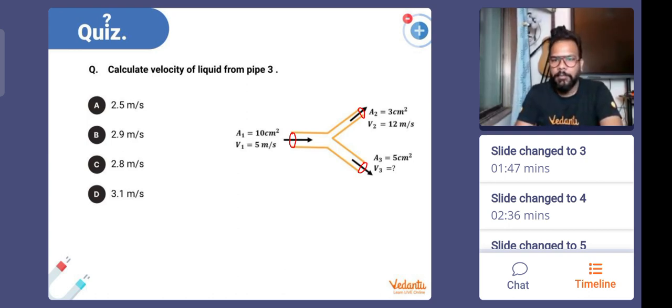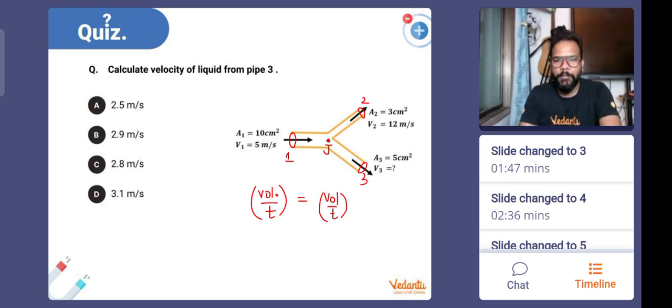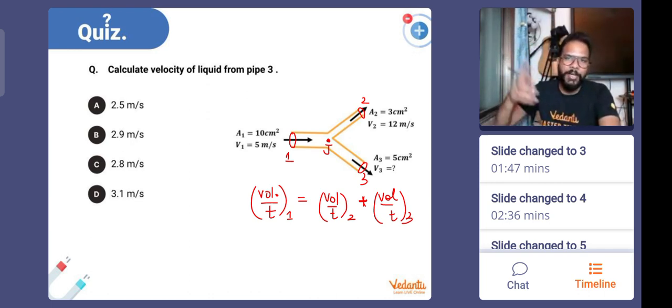When it reaches junction, maybe J, it splits into two streams. One of the streams is going towards this part where area is 3, velocity is 12. The other is area 5, but velocity is not known. So all you have to think of is the amount of volume per unit time which is entering from 1, this is 2 and this is 3, should be equal to amount of volume coming out per unit time from 2 plus volume per unit time from 3, because the amount which is entering from 1 is exiting from two outlets. Those two outlets are sharing the amount of volume which was entering from point 1. Okay, so try to think from these lines.